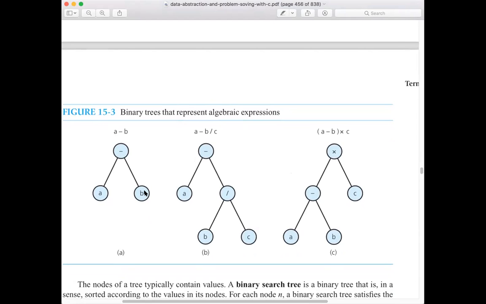Each of those children is going to be an operand. So this minus's left operand is A, minus's right operand is B. But those operands themselves could be expressions, right? So in this expression, we've got minus, the left operand of minus is A. The right operand of minus is B divided by C, the whole expression, right? Any questions about the relationship between these binary trees and the expressions that they represent? That makes sense what's going on there?